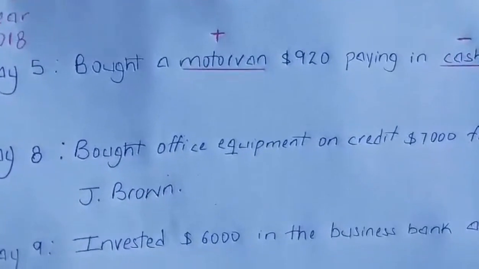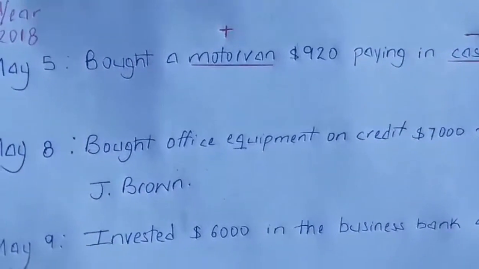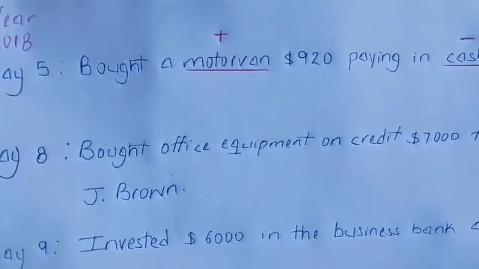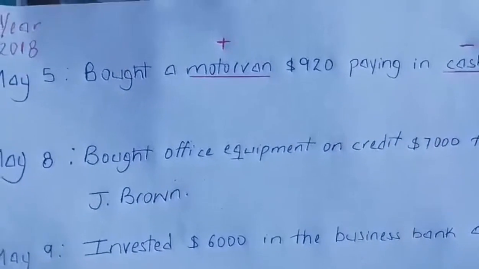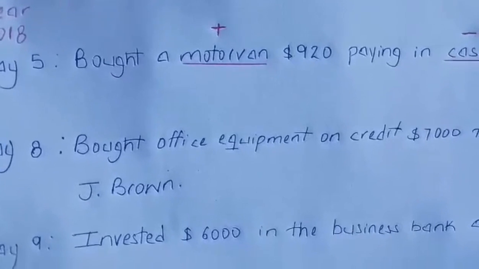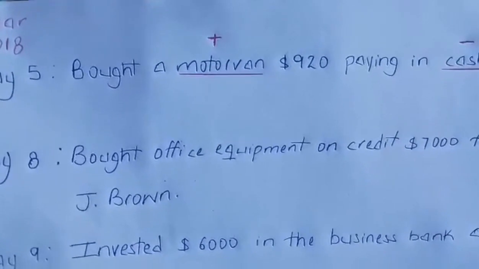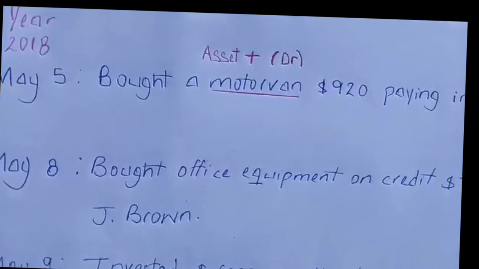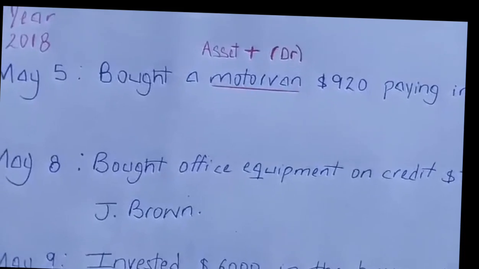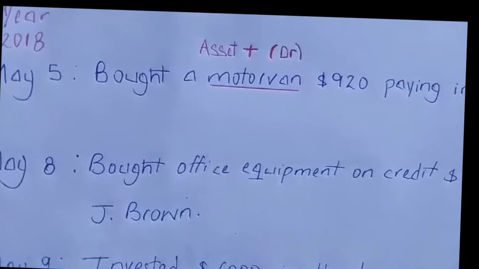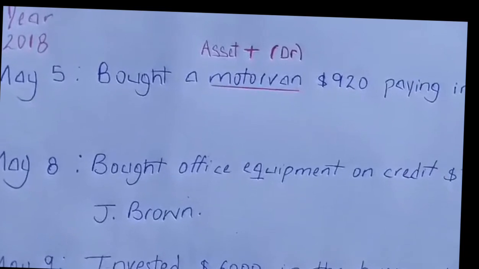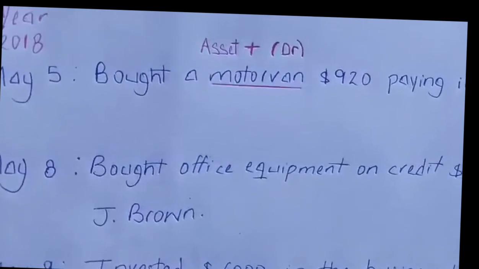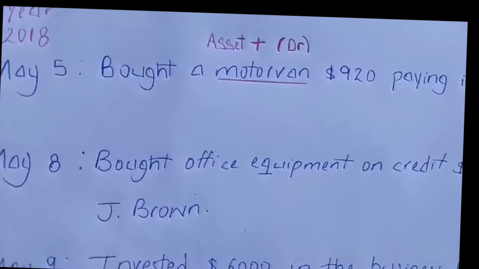So in this case, motor van is an asset, and as an asset increases, because the plus right there represents increasing, the table says that we are to debit. So we are to make a debit entry because the asset is increasing. So I've made a note over motor van as to how it should be treated. So motor van is an asset and the asset is increasing. So we are to make a debit entry in the motor van account.